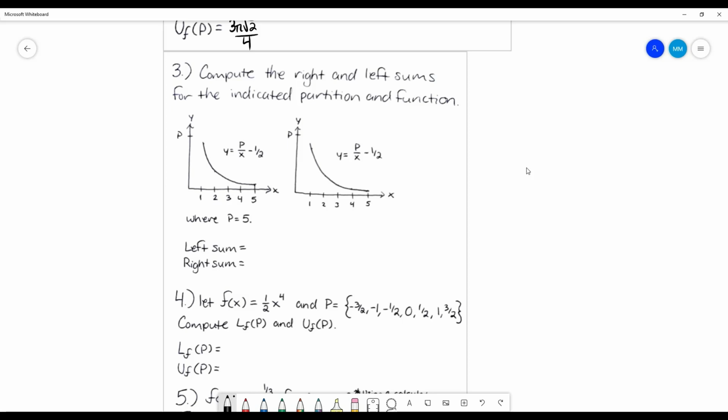So our left sum is obviously going to be based on the height of whatever at the left, so it's going to look like that. And our right sum is going to be based on the height of whatever at the right, so it's going to look more like this.